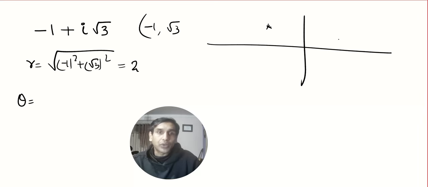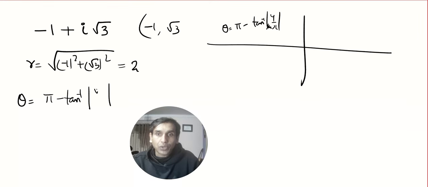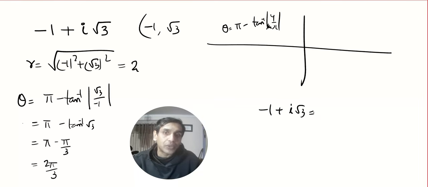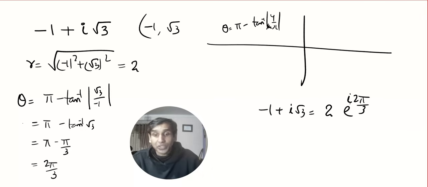And theta will be equal to, come on, tell me what's theta? Pi minus tan inverse mod y by x. So pi minus tan inverse positive value of root 3 by minus 1. So that will be pi minus tan inverse root 3. Because I have to take the positive value, that will be pi minus 60 degree. And that gives me 2 pi by 3. So I get the answer: minus 1 plus i root 3 is equal to r e to the power i 2 pi by 3. So easy.